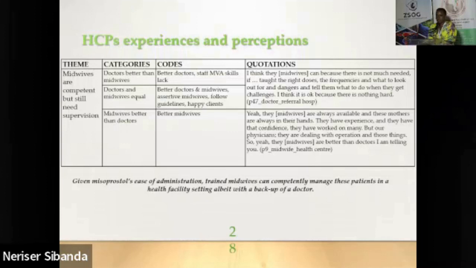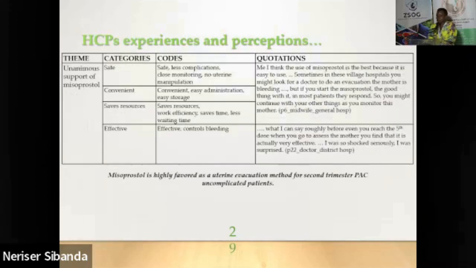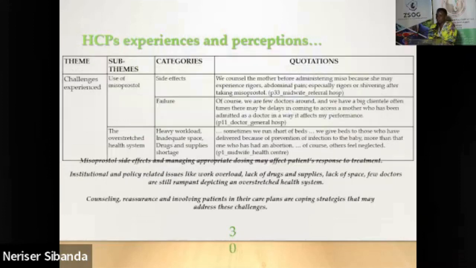The key things that came out was that, given misoprostol's ease of administration, trained midwives can competently manage these patients in a health facility if they have a backup of a doctor. Misoprostol was seen as safe, convenient, saves resources, and it was highly favored as a uterine evacuation method for second trimester PAC and complicated patients.